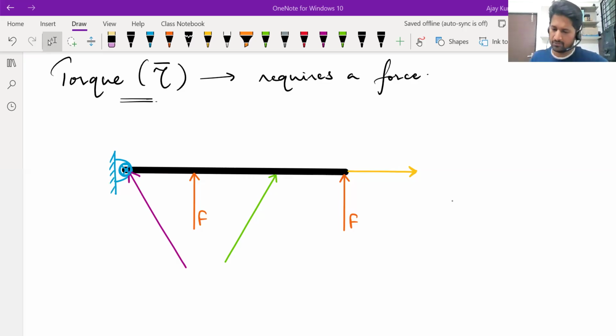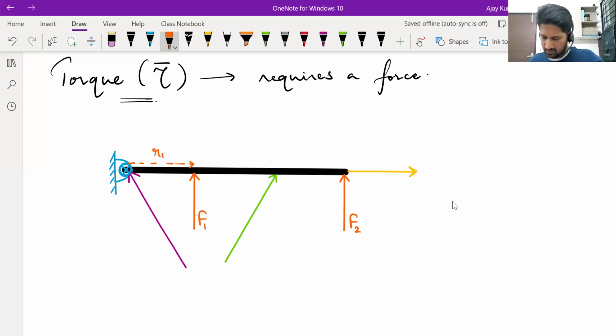Okay, now if you call these forces F1 and F2, F2 produces a greater rotational effect than F1. Means F2 produces more torque than F1. Now, what's the only difference between F2 and F1? The distance of the point of application of force from the axis. Okay. One is at a shorter distance. You can call this R1. The other is being applied at a greater distance. You can call it R2.